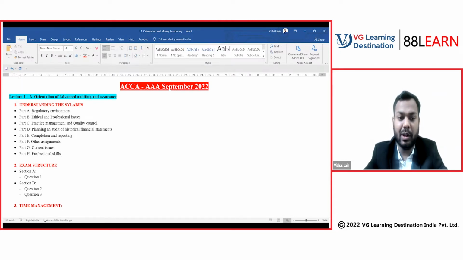This has been added in the syllabus in this attempt itself. It was not there till June 2022. So you can consider this as a new thing from our syllabus point of view.